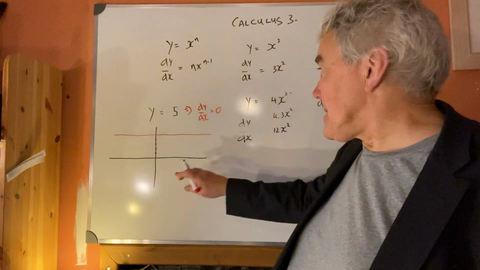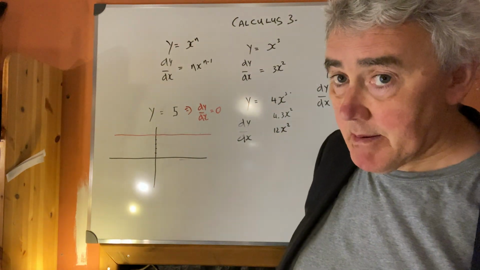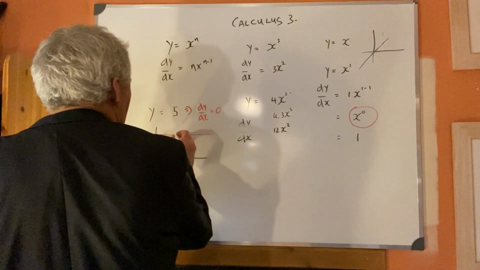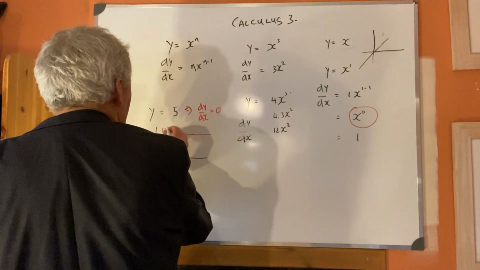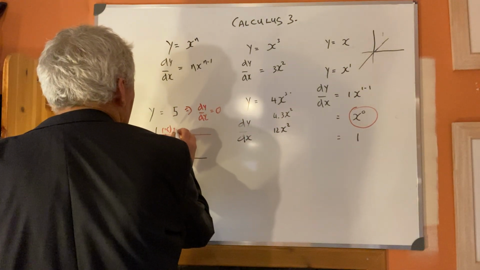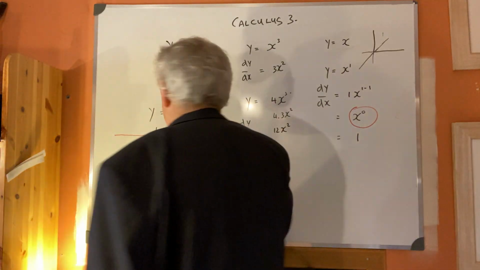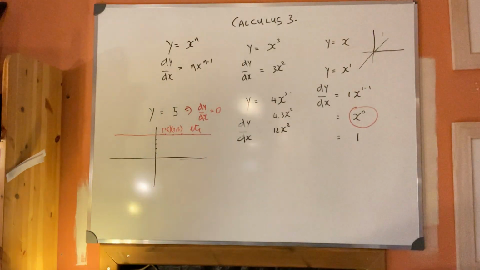And it doesn't vary with x at all, actually. No matter where we go on this line, y will always be 5. Whatever it might be, 1, 5, 2, 5, etc. Okay, that's that. What else do we have here?